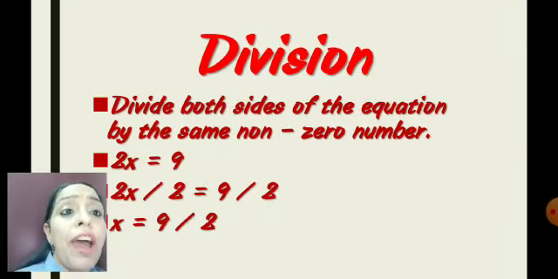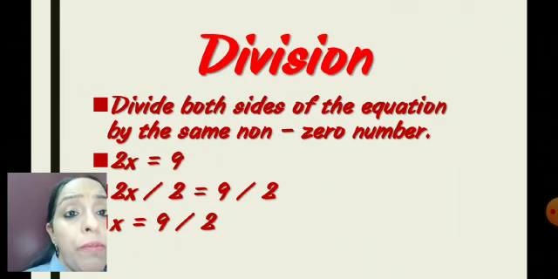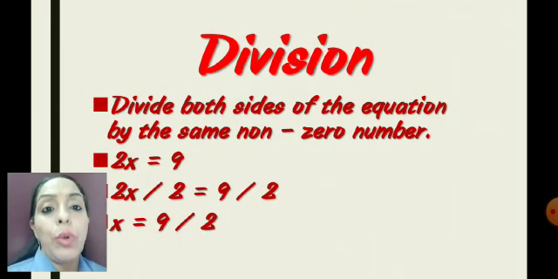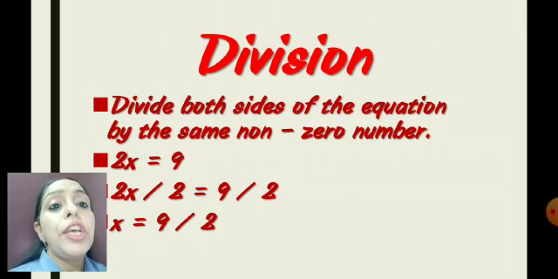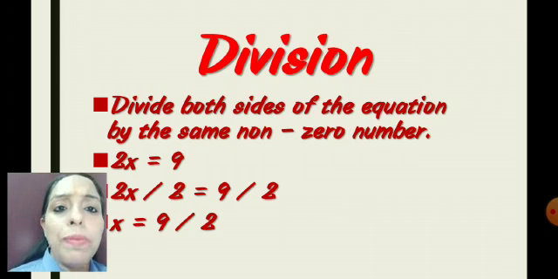The next one is division. Divide both sides of the equation by the same non-zero number. Here I have taken a different example: 2x is equal to 9. On the left hand side, what is with the variable? That is 2, which is multiplying. The opposite of multiplying is dividing. So I can divide both sides by 2.